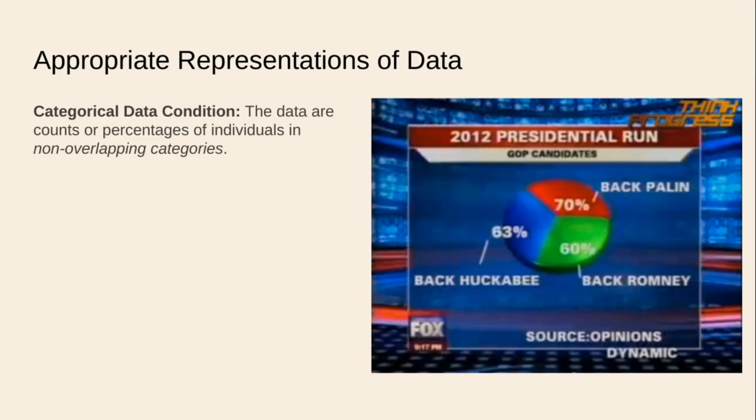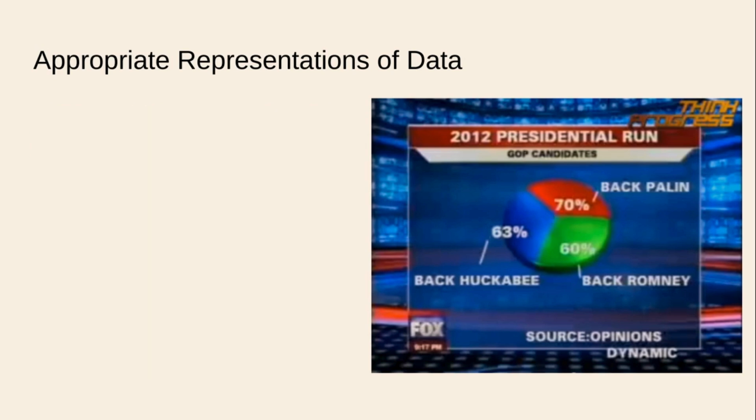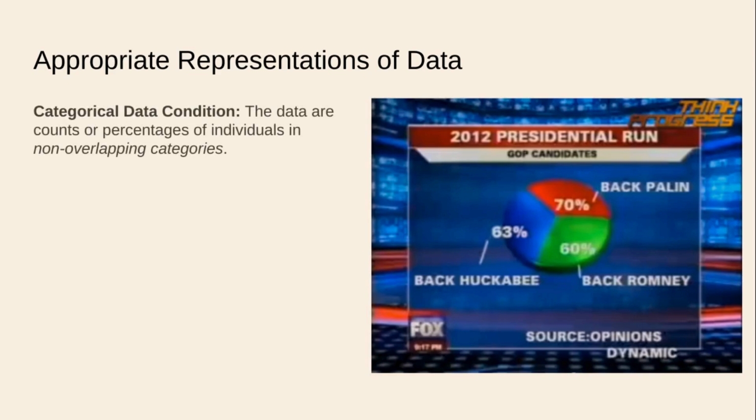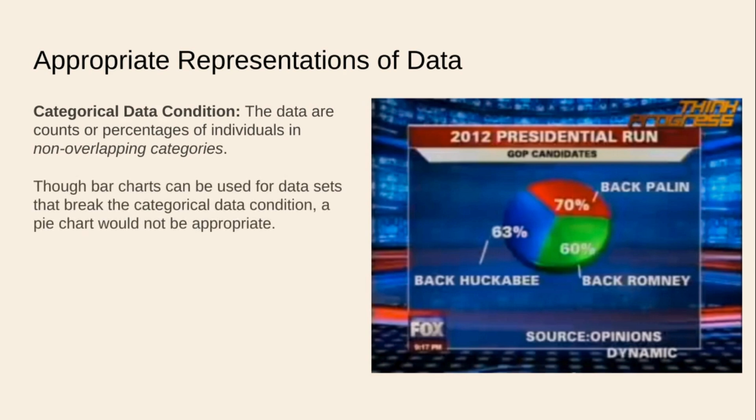The categorical data condition is a term that our textbook uses to say that data need to be counts or percentages of individuals in non-overlapping categories in order to use the pie chart or some graph that's like it. Okay, so in order to use a pie chart like this poor example of a pie chart or this improved example of a pie chart, we need to follow the categorical data condition. Our data need to fit that, okay? Bar charts can be used for data sets that break the categorical data condition.